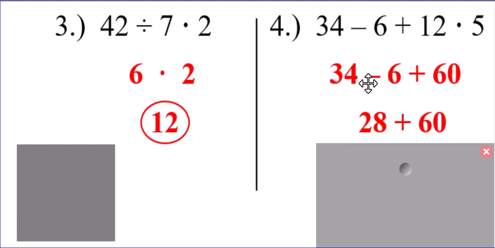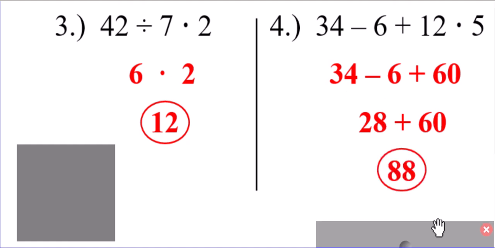Now, if you were not able to do that in your head, you went off to the side, lined them up on top, did your borrowing, keep the side work off to the side. Should not be in the middle of your steps. All right, 34 minus 6, 28. We already did that. Add it by 60. That's going to give you 88.